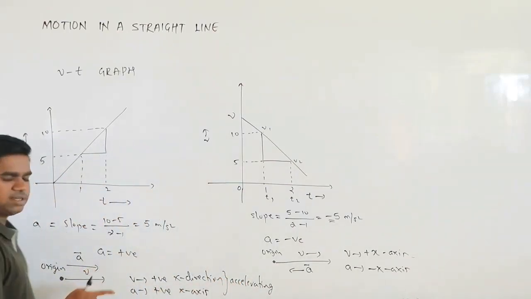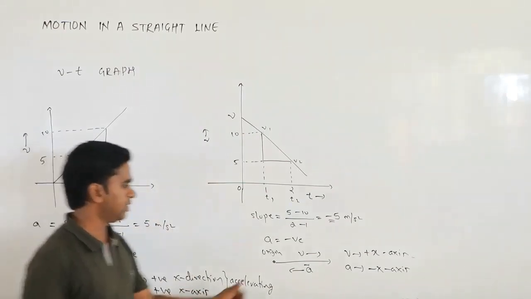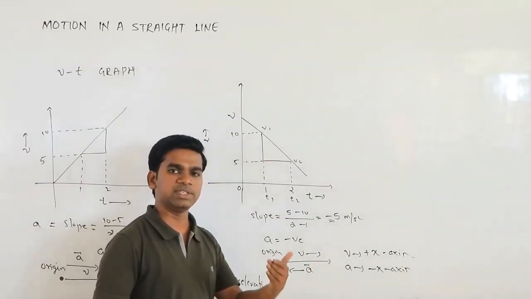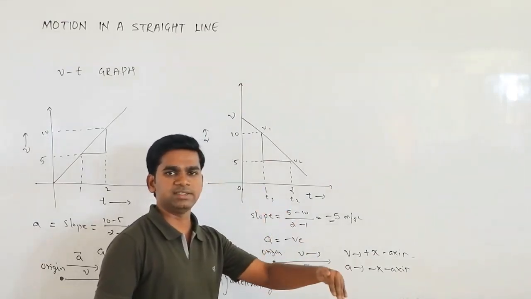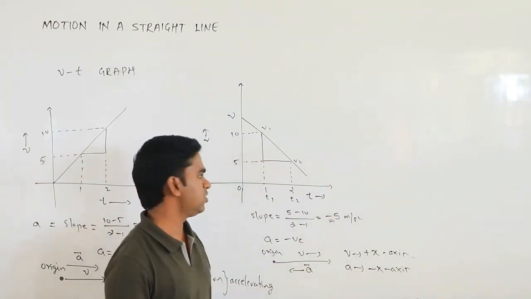Velocity and acceleration with the same sign: accelerating means velocity is increasing. Velocity and acceleration on opposite sides: what is happening? Velocity is decreasing. Okay, so these kinds of things are very important in NEET.